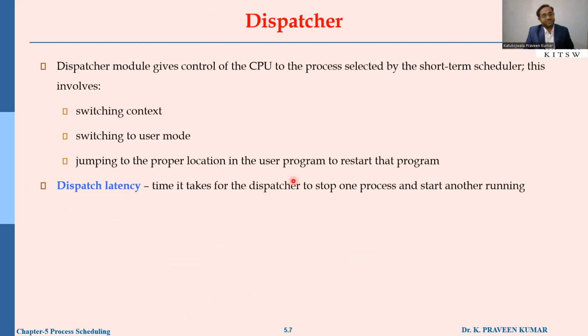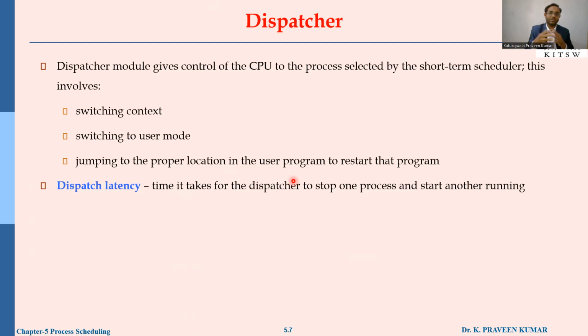The next one is the dispatcher. If there is a scheduler, then there must be a dispatcher. What will this dispatcher do? The dispatcher module gives control of the CPU to the process selected by the short-term scheduler. It involves context switching, which is when you switch from one process to another process. It also involves switching to user mode, changing from kernel mode to user mode, and jumping to the proper location in the user program to restart that program.